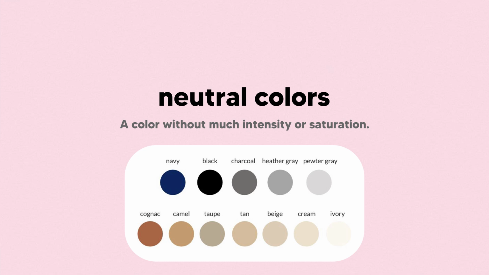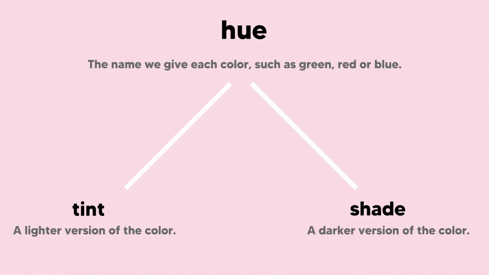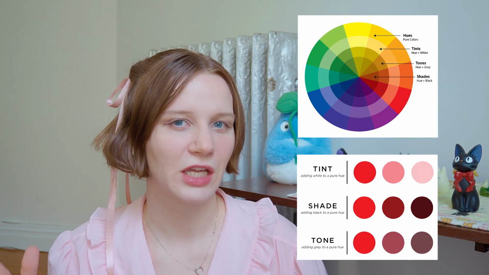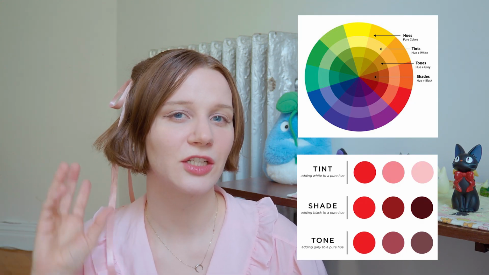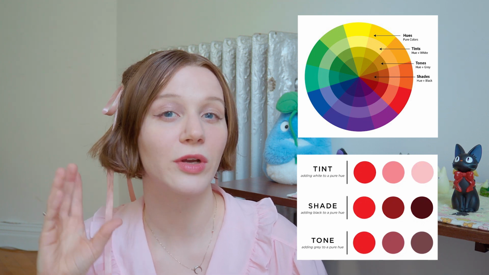And of course, not visible on the color wheel, we have colors that are considered to be neutral colors, such as white, black, and gray. Those are the very basics of all the colors. Now let's quickly mention hue and temperature and what they consist of. Hue is the name we give each color, such as green, red, or blue. We can create a lot of different looks out of a single hue by using tints and shades to make the hue lighter or darker.